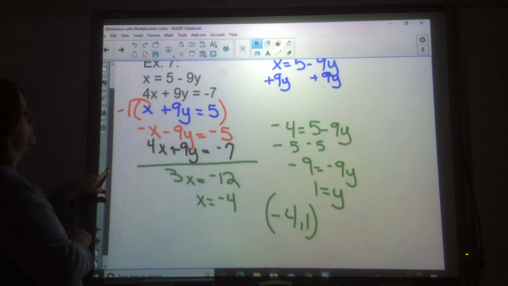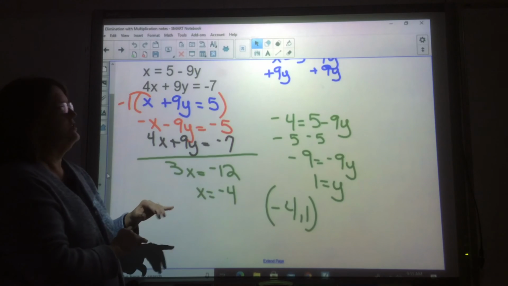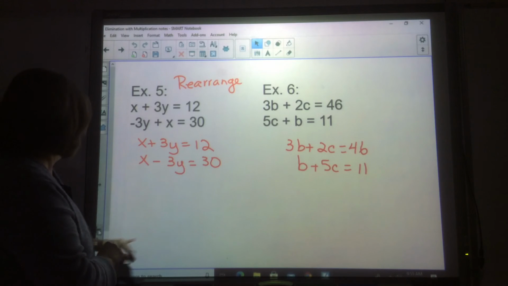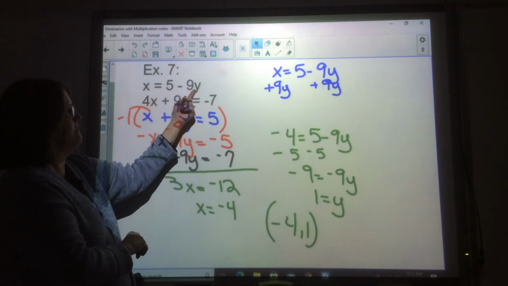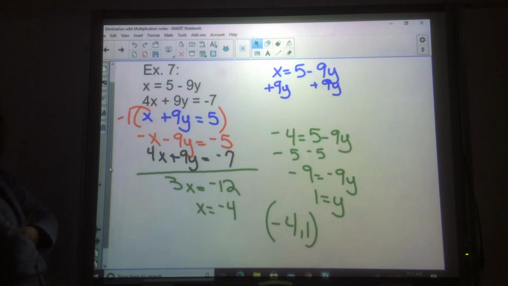And same thing on this one. It needed to be rearranged. This one really was a mess. Not only did you have to rearrange it, see how these were all on the same side? Now just rearranged on the same side. This one, no. I've got x equals 5 minus 9y. This one, honestly, might have been easier to do with substitution.